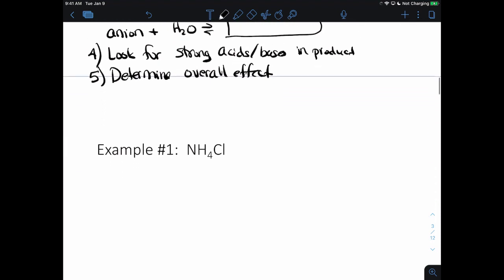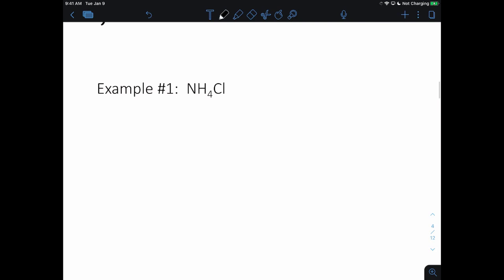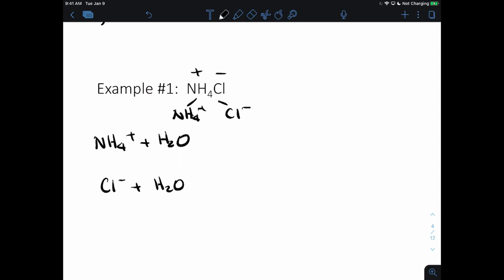We'll try some examples. NH4Cl. I recognize this first thing. I see a plus and a minus. I recognize it's not an acid because it's not an H plus. So I need to break it apart. And those are my two pieces, NH4 plus and Cl minus. There's my cation. There's my anion.